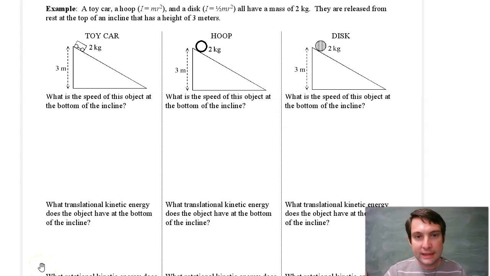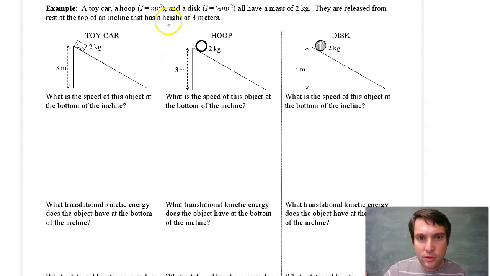On to a little bit slightly more difficult practice. It's not real difficult. You just got to remember that if you're rolling without slipping, then you have rotational kinetic energy and translational kinetic energy. Let's see here. We've got a toy car with a hoop of I equals mr squared and a disk, 1/2 mr squared, and a mass of 2 kilograms. They're released from rest at the top of an incline with a height of 3 meters.